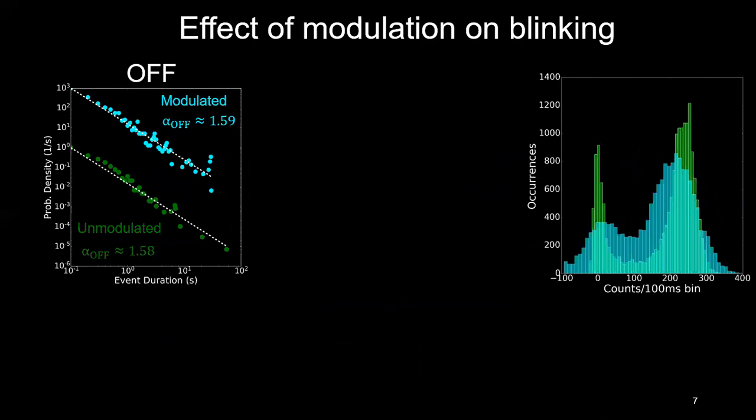What we find is that the off state is unaffected. So here in the blue is the modulated data, in the green, the unmodulated data. We get almost identical slopes. They look about the same. We get roughly the power law slope that we'd expect from literature. But things get a little bit more interesting when we look at the on data.